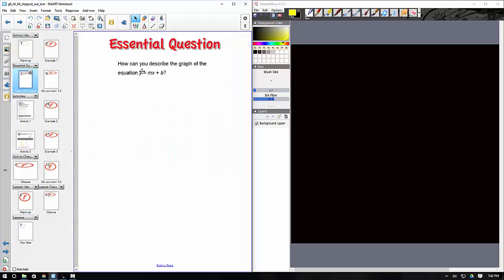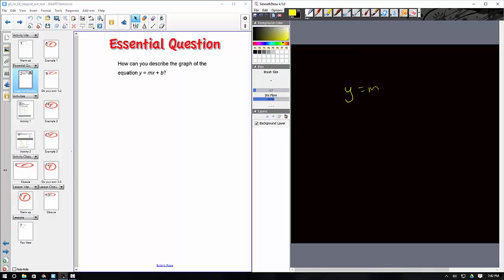So my question, or the essential question, is how can you describe the graph of y equals mx plus b? This looks very similar to the direct variation. There's only one major difference. With direct variation or proportionality, we had y equals mx, and now we have this thing called plus b.